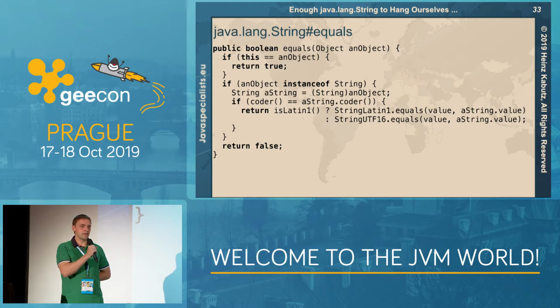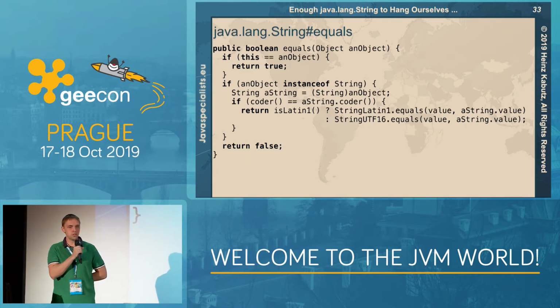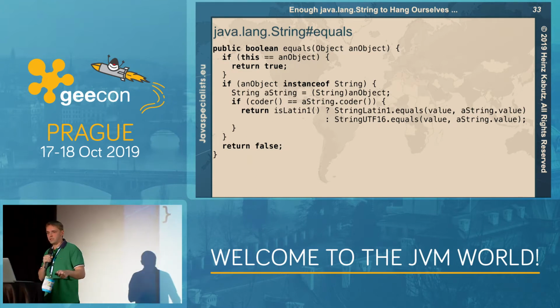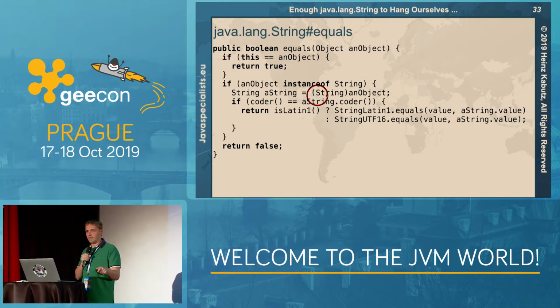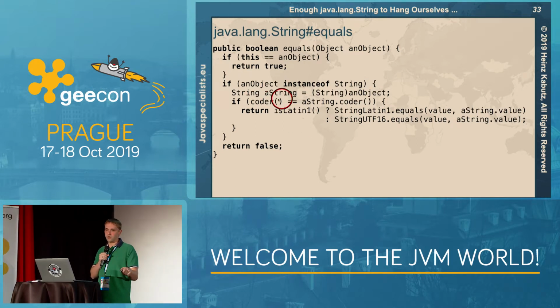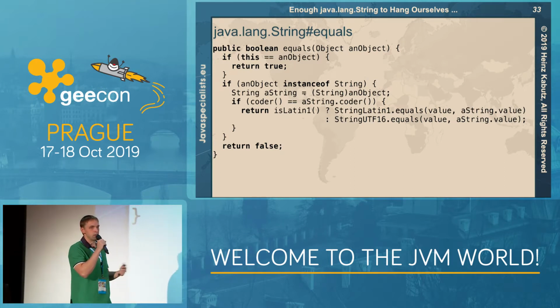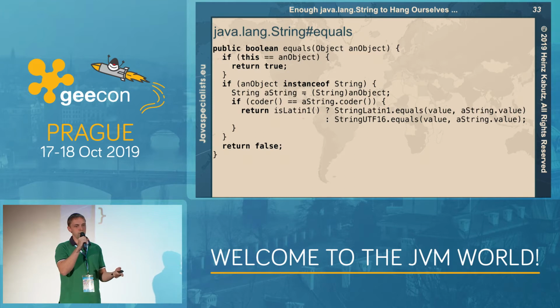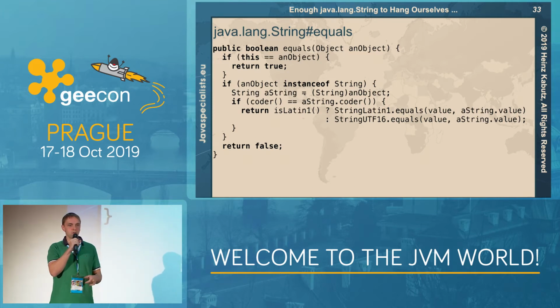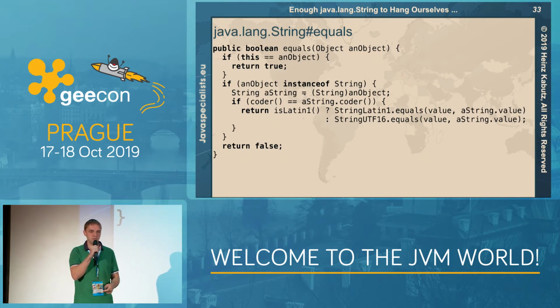Obviously equals and hashCode and everything had to change. The interesting bit is here. They added a new if statement, checking the coder. They observed that if you have compressed and non-compressed strings, they by definition cannot be equal. So you can short circuit and exit early. Only if the coder is the same do you continue with equals, otherwise not.